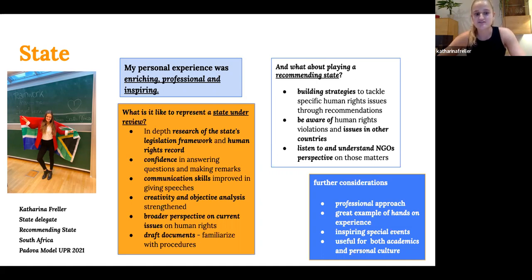You also have to listen to the INGO's perspective on that matter and understand the geopolitical context and recommend on this basis. Furthermore, your analyzing skills and your creativity are requested by creating specific strategies for any improvement in putting forward the recommendations that the other state should then later implement.